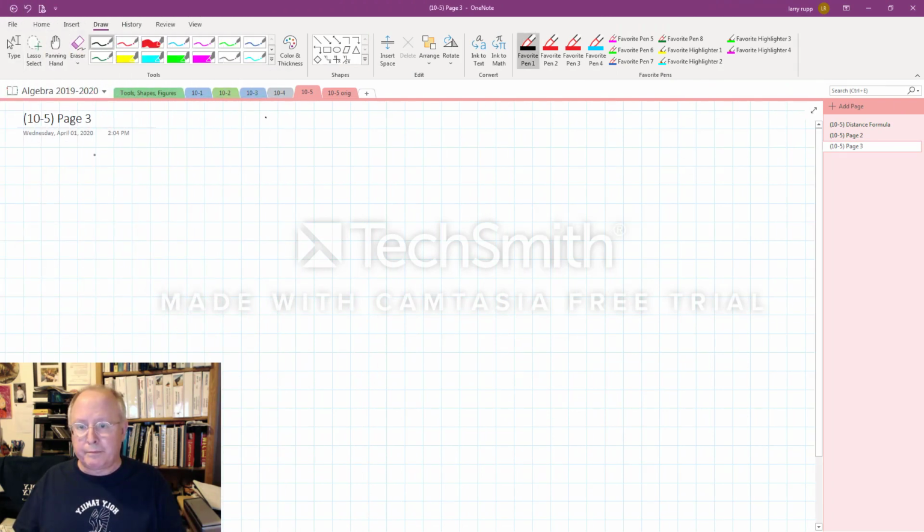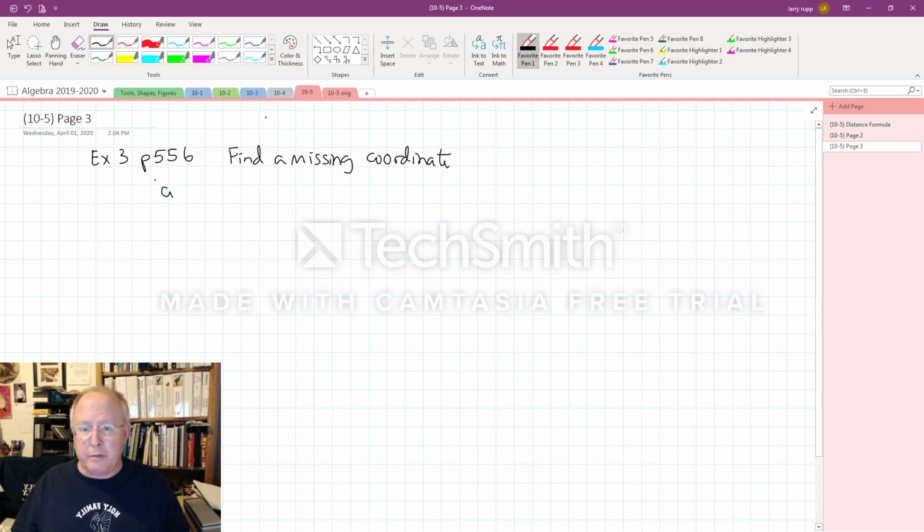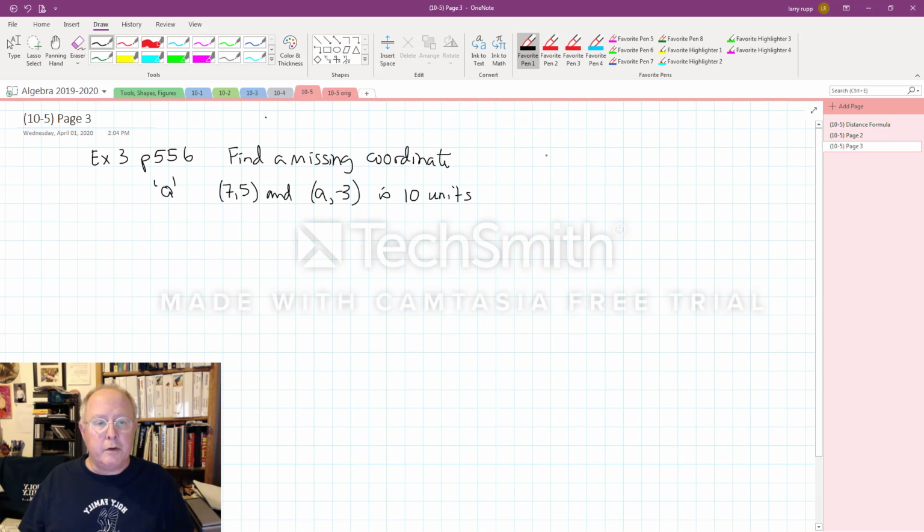Okay, example 3. Example 3 now on page 556. Now this is a different kind of distance formula usage, and this is called find a missing coordinate. Okay, here it says find the possible values of a. So here's a variable a. Find all the possible values of this a if the distance between these points 7, 5 and a, -3 is 10 units.